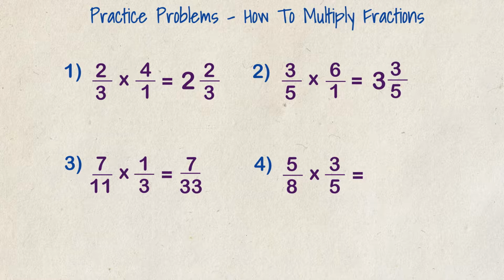Example 4, 5/8 times 3/5. We multiply 5 times 3 and we get 15. We multiply 8 times 5 and we get 40. I know that 5 can go into both 15 and 40, so we reduce the fraction down to 3 over 8.